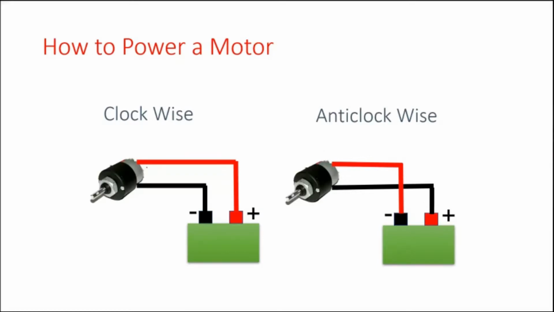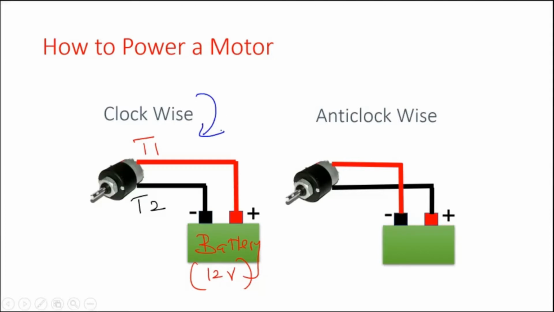Powering a motor is all about connecting a small battery, typically at 9 volt or 12 volt, connecting the positive terminal of the battery to terminal 1 and the negative terminal of the battery to terminal 2, T1 and T2. So this would typically make the motor move in the clockwise direction.